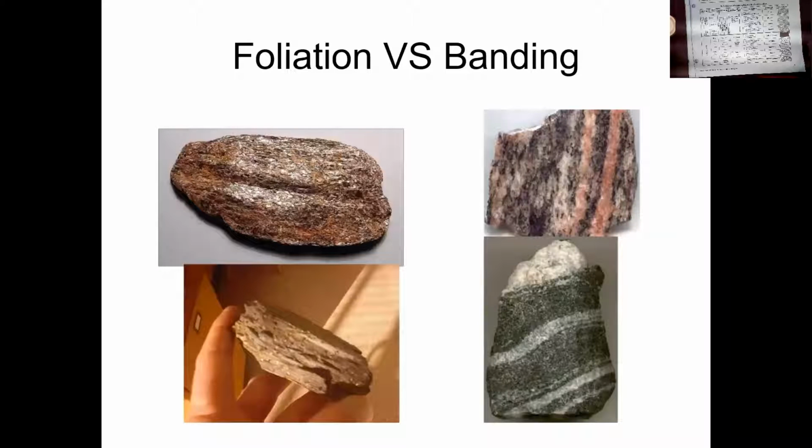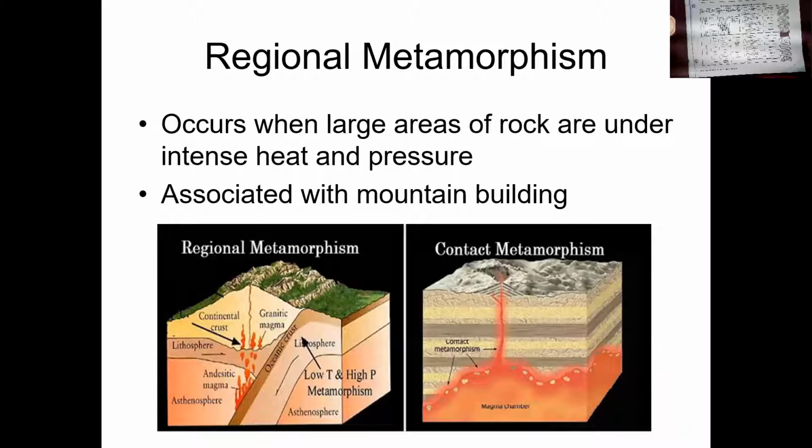So the next bullet, so by the way, no, we already talked about that the other day. Regional metamorphism. So this is about halfway down page 34. This occurs when large areas of rock undergo intense heat and pressure. Or it occurs when large areas of rocks are under intense heat and pressure. So it's a huge area.